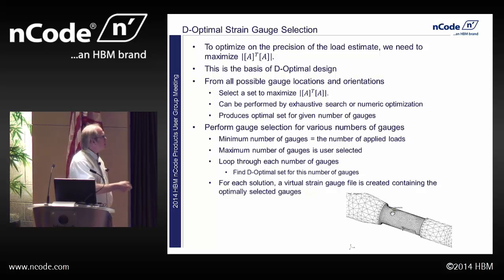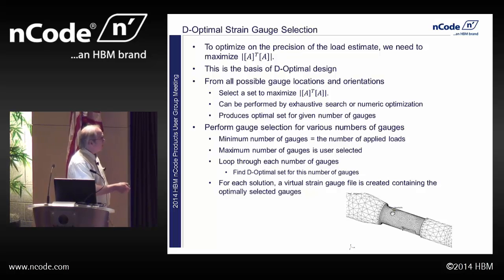So I want to maximize this determinant of basically A transpose A. And this is basically called a D-optimal design. So we're going to try to find a set of gauge locations that makes the determinant of that matrix the largest, and that's going to be our selection mathematically.